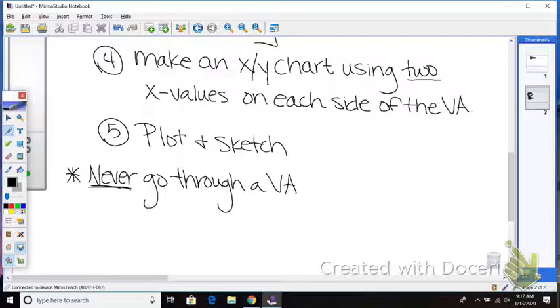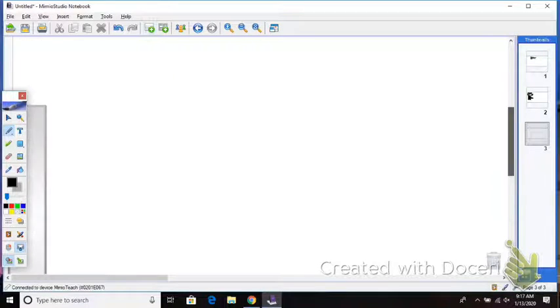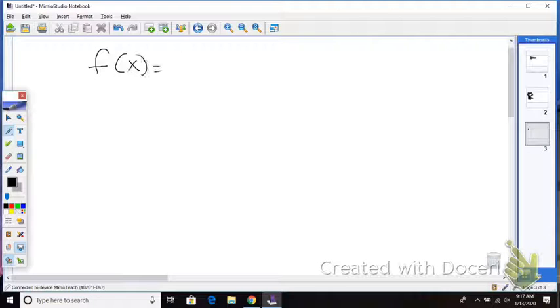So we ready to try one? So really the only thing we knew is 4 and 5. So we'll start off with an easy one. We'll start off with f of x equals 3 over x minus 2. So my vertical asymptote, it's pretty easy to see at this point, would be x equals what? 2. My horizontal asymptote would be y equals 0.